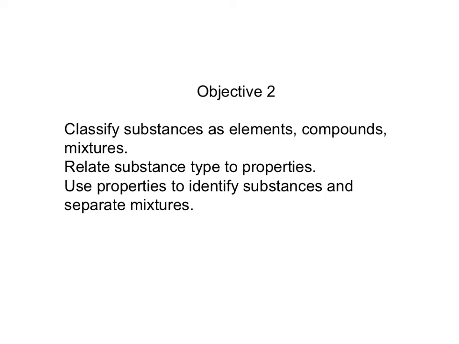There are millions of substances, and each substance has its own unique set of properties. If we don't know what a substance is, we can measure or observe its properties to identify that substance. If we want to separate a mixture, we can use a difference in a property to separate that mixture.